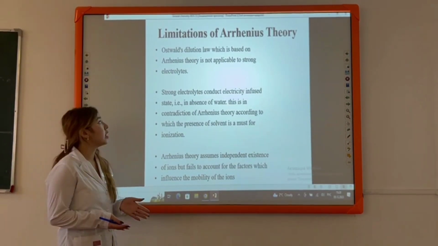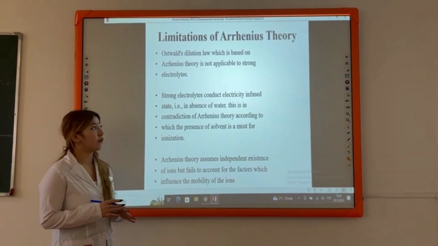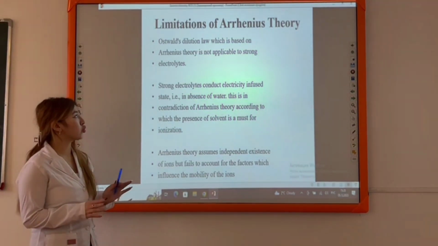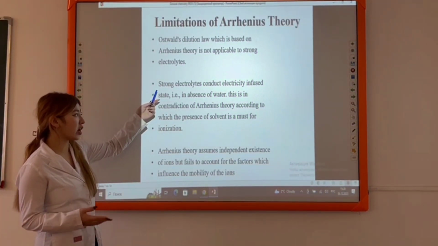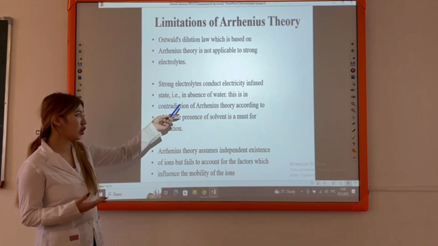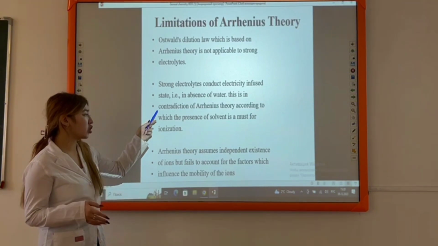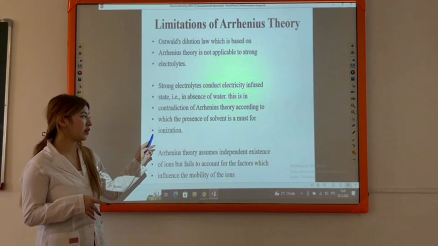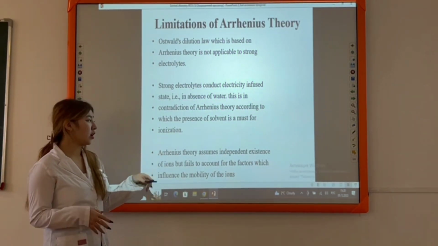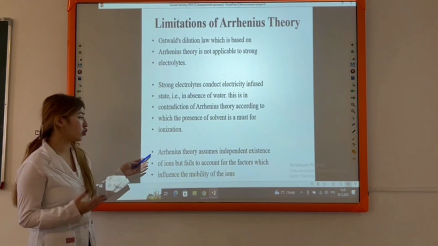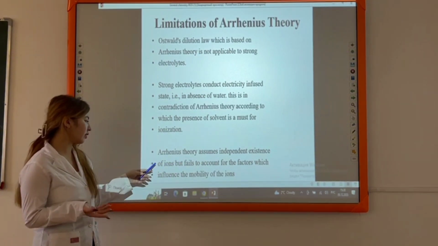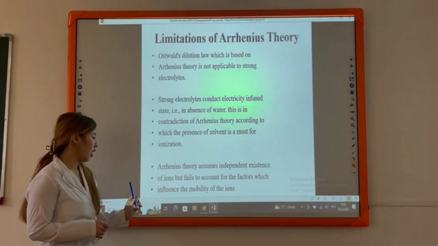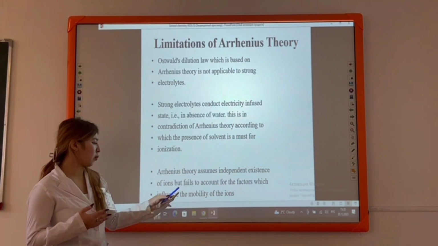Limitations of Arrhenius theory. Ostwald's dilution law based on Arrhenius theory is not applicable to strong electrolytes. Strong electrolytes conduct electricity in the fused state in the absence of water. This is in contradiction to Arrhenius theory, according to which the presence of a solvent is a must for ionization. Arrhenius theory assumes independent existence of ions but finds no accord for the factor of mobility of the ions.